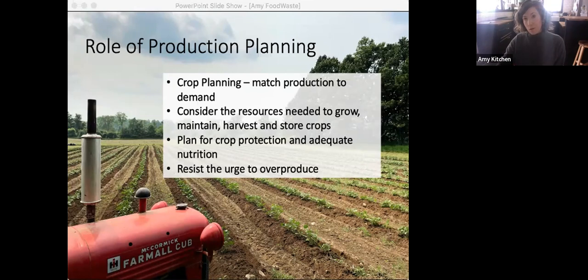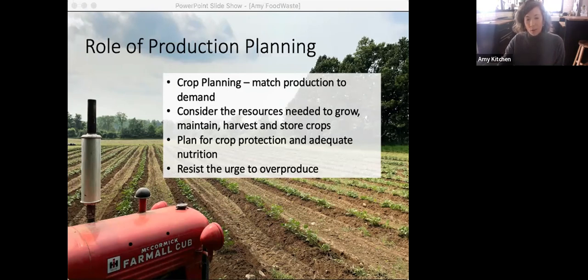In the practical sense, our crop plan is basically just an Excel document that lays out the timing and size of the plantings of all the different crops that we're growing in a diverse market garden setting. And over time, this process helps us match our production to what we predict our demand will be for the upcoming year. Our big focus here is producing what our customers want and when they want it.